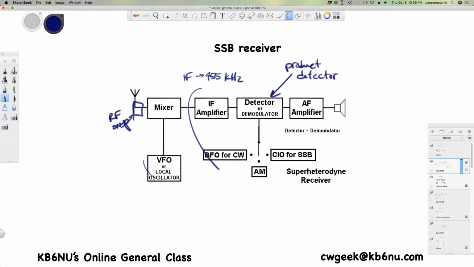Question: what is the simplest combination of stages that implement a superheterodyne receiver? Answer: HF oscillator, mixer, detector. So oscillator, mixer, detector. You could do without the IF amplifier, and you might be able to do without the AF amplifier. But you need those three circuits.